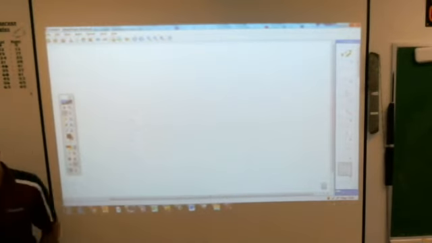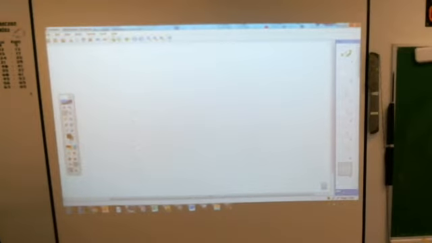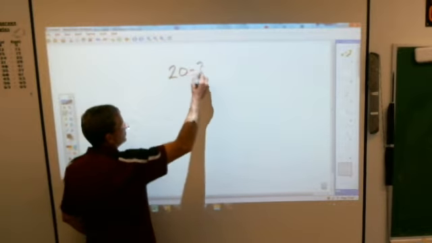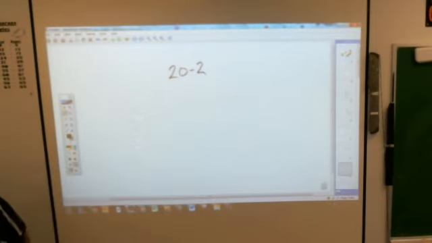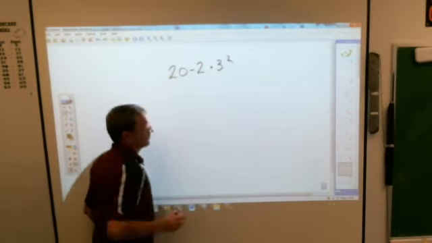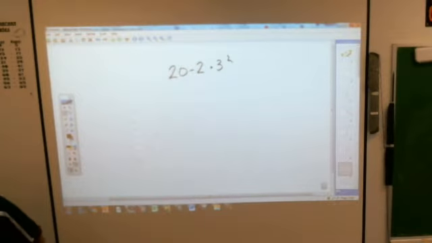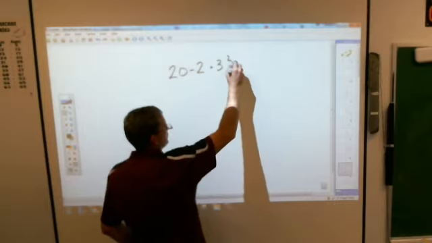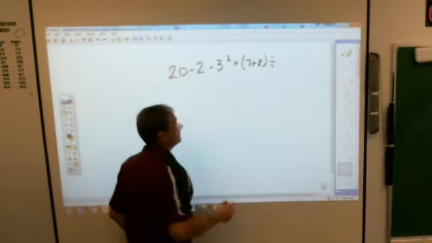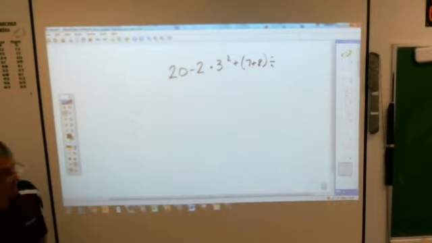Now, how does an actual problem work? They give you some toughies, so my strong encouragement to you, ladies and gentlemen, is please take your time and go slowly and write them out. So write down this example. 20 minus 2 times 3 squared plus 7 plus 8 in parentheses divided by 5.